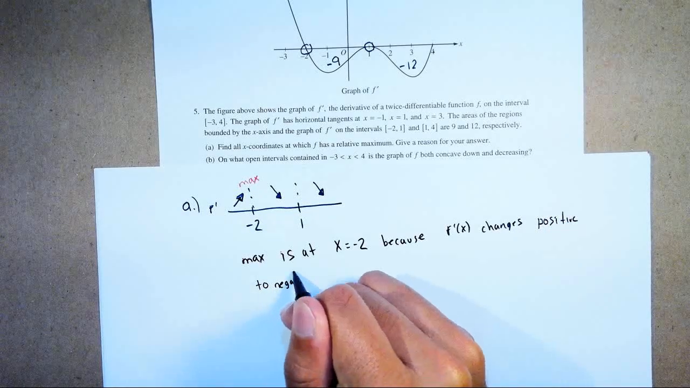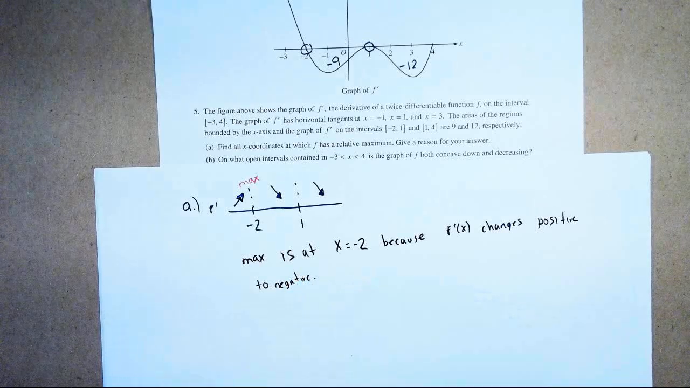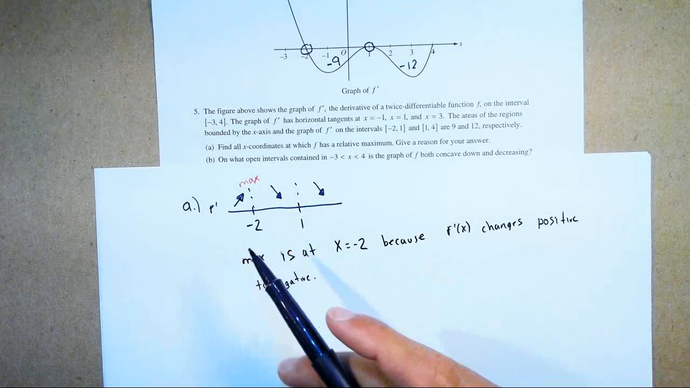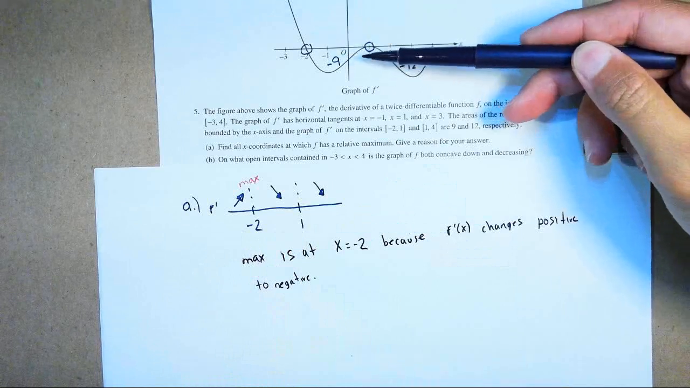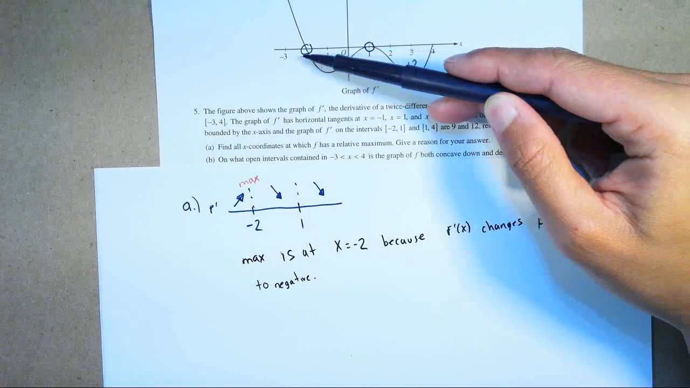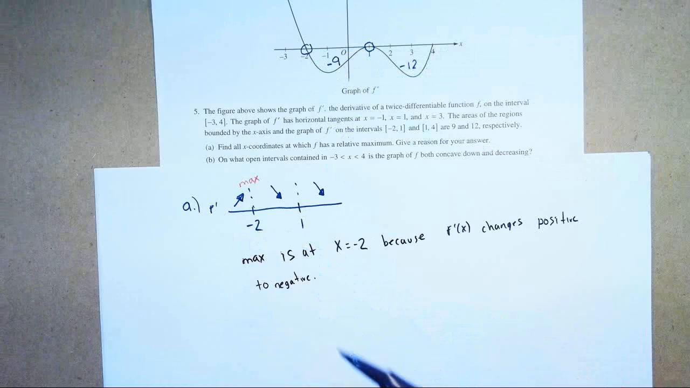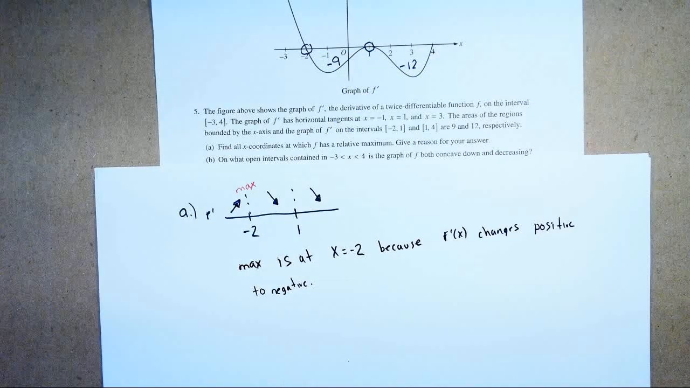And that's your reason. Okay? So that's your answer for part A. What you need to do though, in order to be successful in this question, is you have to set up a number line so that you can differentiate between positive slopes, which are above the x-axis, and negative slopes, which are below. Your critical numbers are when f prime of x equals 0. Those are your x-intercepts. Okay, so let's go ahead and do part B.